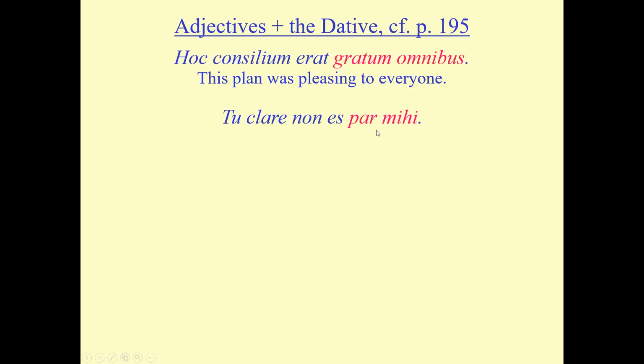Par means equal. We learned it yesterday, I think. And if you're equal to someone, that takes the dative. So it's a polite thing to tell people, you clearly are not equal to me. Mihi is dative. On the quiz, if I asked you, hey, why is mihi dative? What's the use of that dative? It's dative with a special adjective, okay, or dative with an adjective.